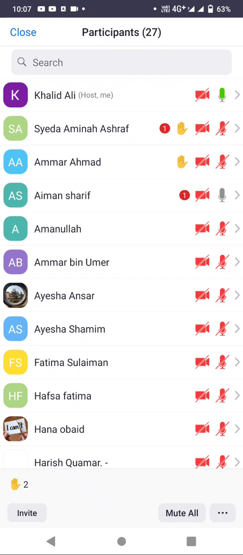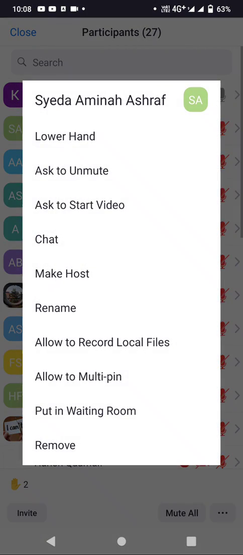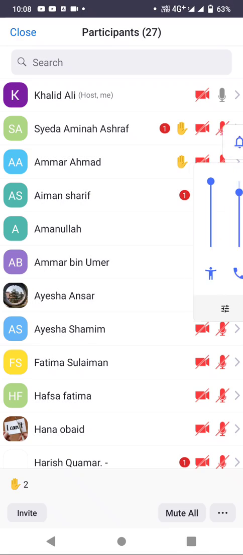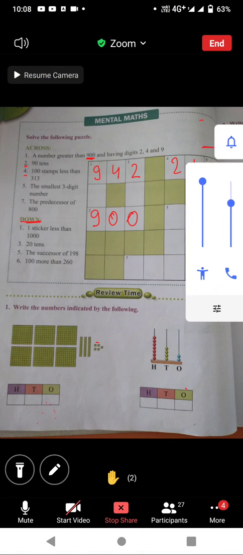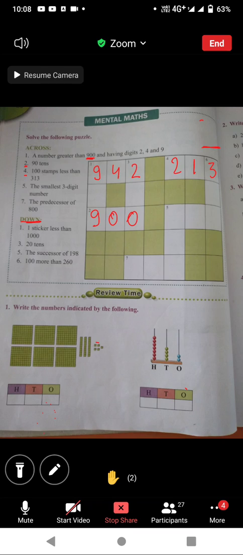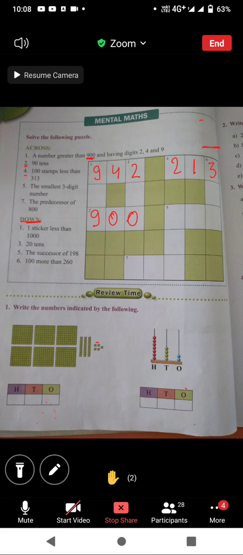Now D part. In D part, smallest 3-digit number. Amina Ashraf, I'm going to unmute your microphone. Smallest 3-digit number. 100. Yes, very good. The smallest 3-digit number is 100. So in the fifth one we have to write 100. Where is the fifth? Here, this one. So like this we have to write 100.